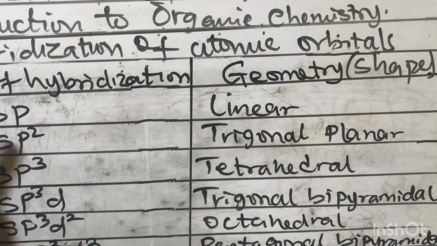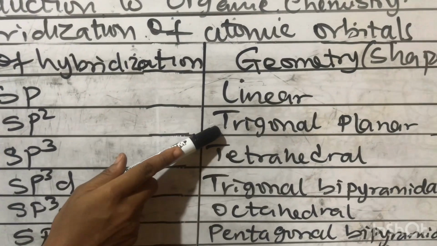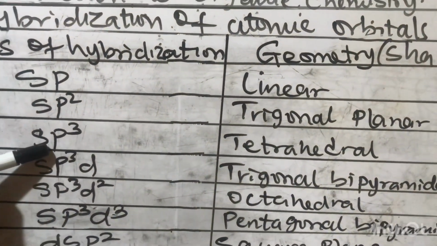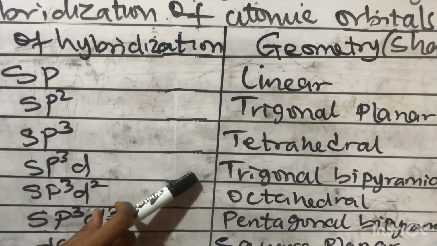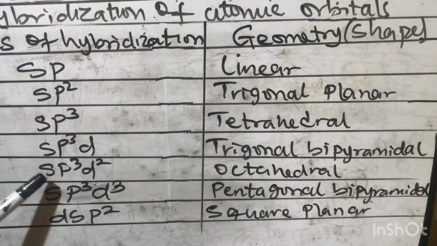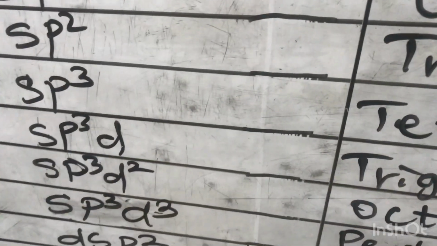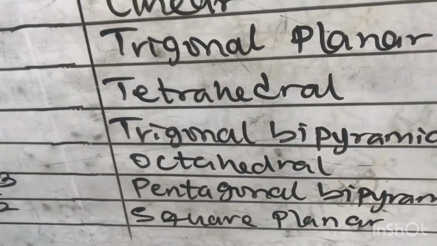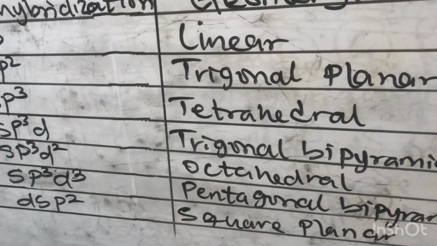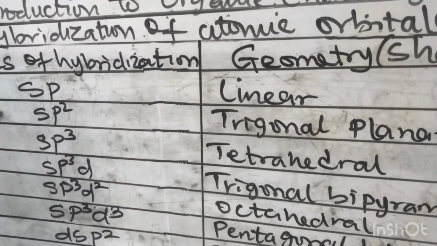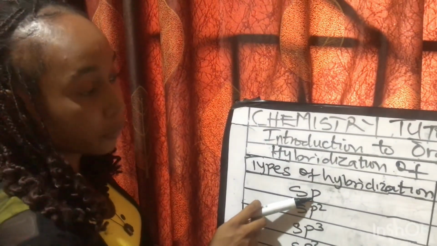So we have s and p orbital giving us linear shape, s and 2p orbitals giving us trigonal planar, s and 3p orbitals giving us tetrahedral, sp3d giving us trigonal bipyramidal, sp3d2 giving us octahedral, sp3d3 giving us pentagonal bipyramidal. We have dsp2 giving us square planar. What it means is that for s to form a linear shape, you mix one s orbital and one p, giving us linear.